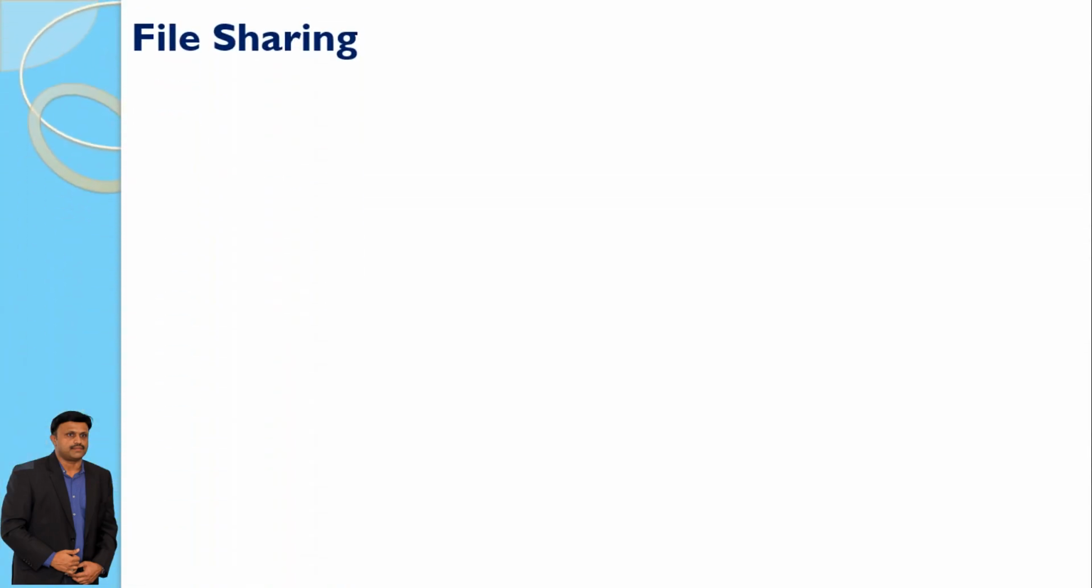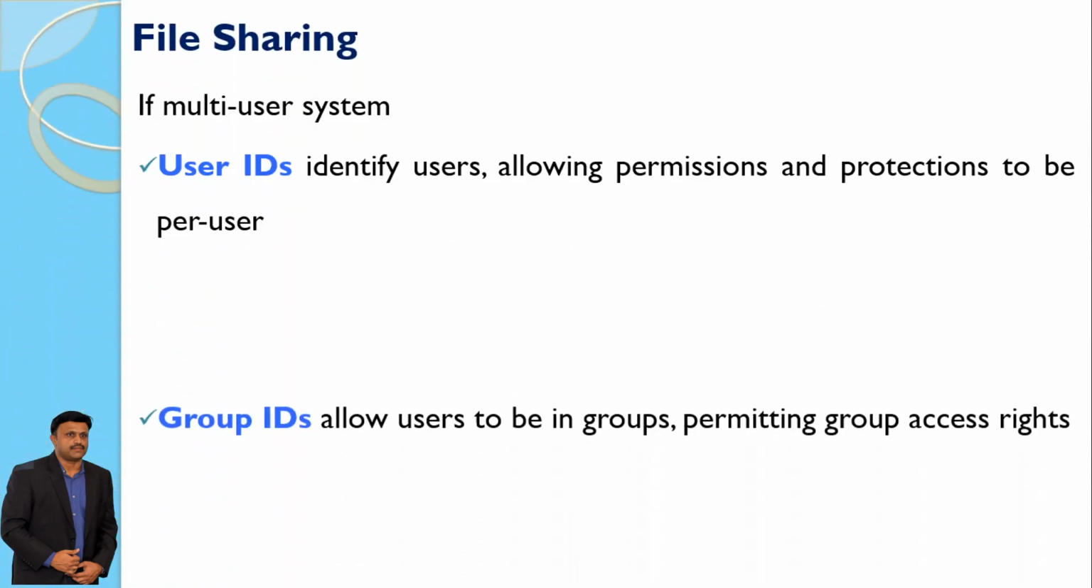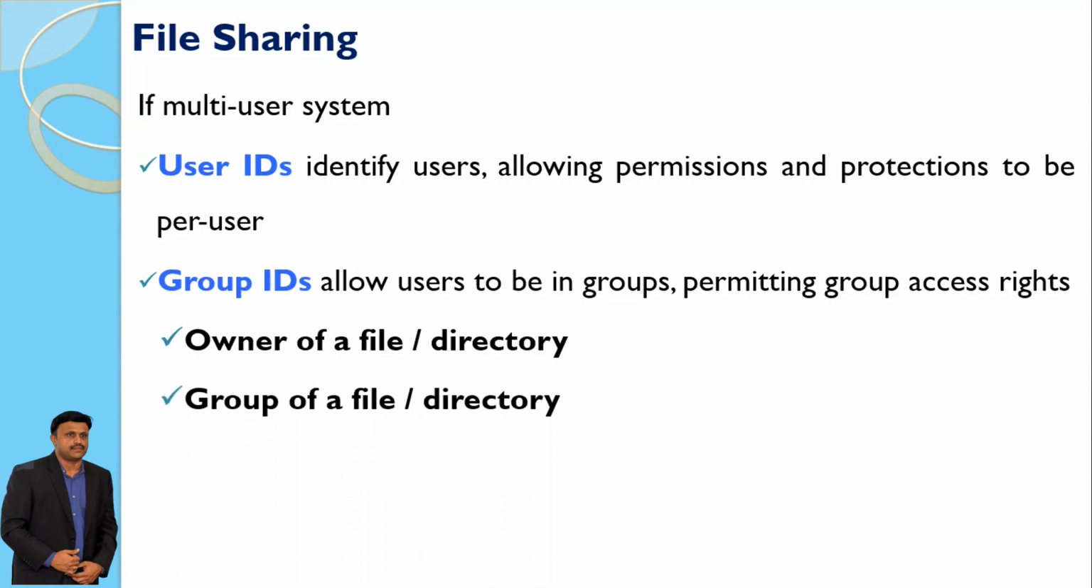In a multi-user system, user IDs identify users, allowing permissions and protections to be per user. Group IDs allow users to be in groups, permitting group access rights. This means that both the owner of a file or directory and the group associated with it can have specific permissions.